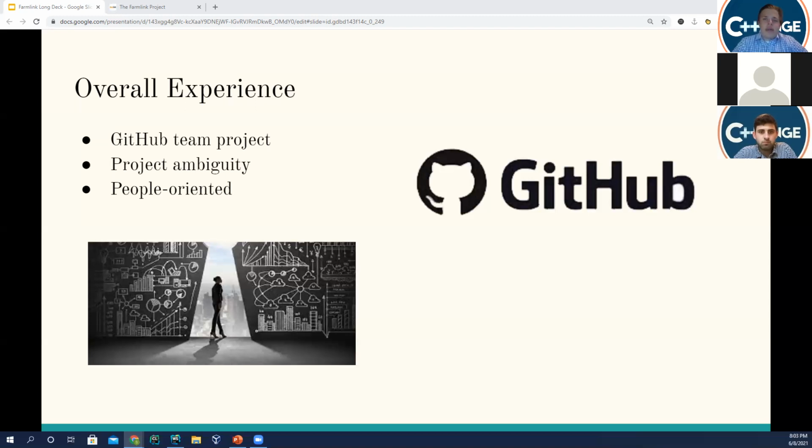Having such a people-oriented project and so many opportunities for learning and growth made this experience so unique from anything else. And I'm confident that each of us are leaving this project as better software developers, team members, and problem solvers.